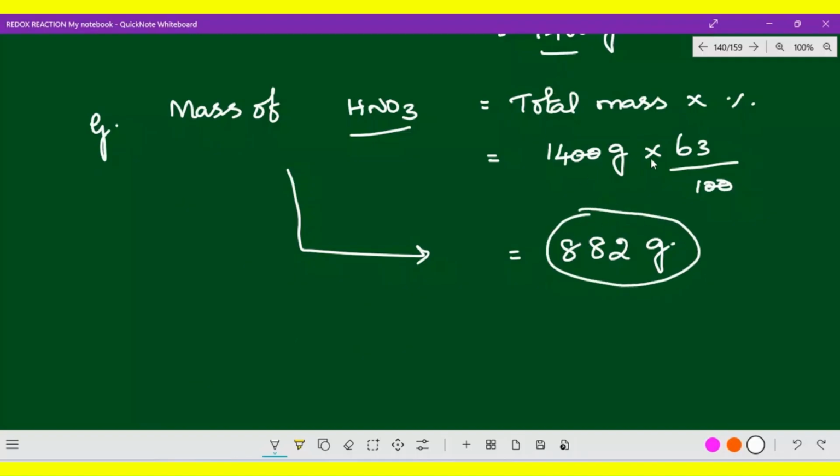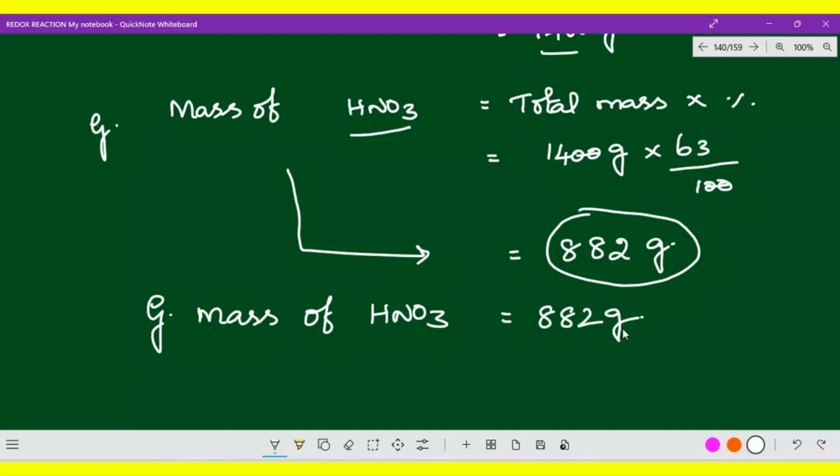From the whole, through the percentage, we are getting that given mass. So given mass equals, I just mentioned, given mass of HNO3. Suppose if they mentioned molality, we would have taken it as a solute. But here it is molarity, so we can take it as a given mass, right? Please note down all these points where we have to identify. Here, 882 gram is the given mass.